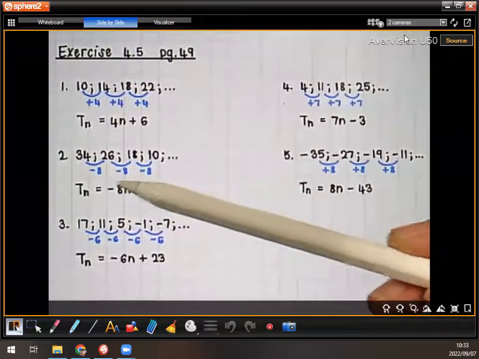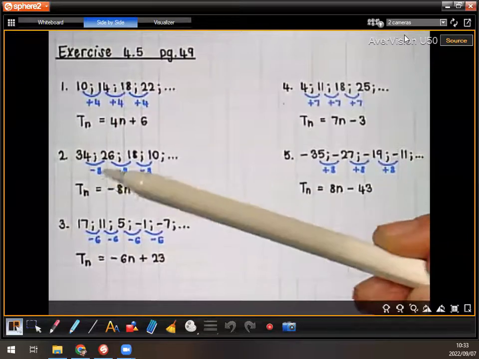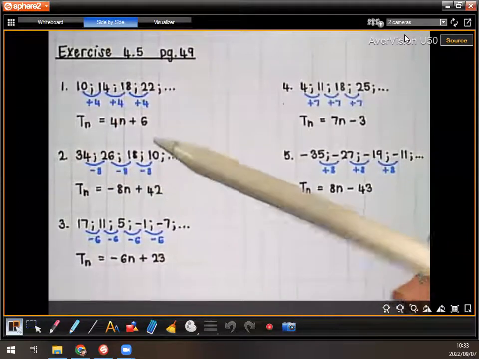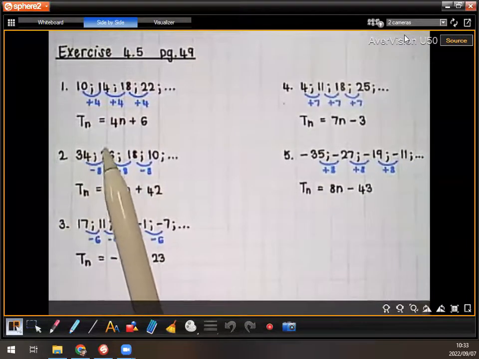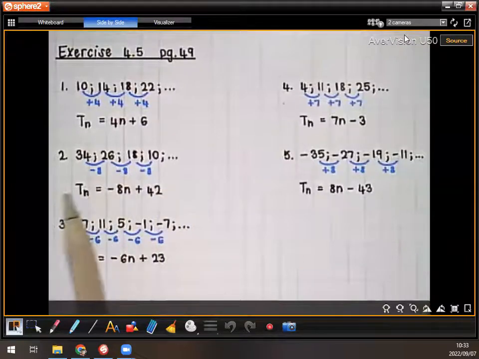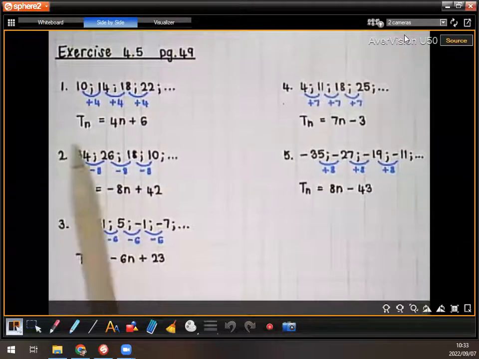For the next one, sorry, those 8s are written quite small, but that's a negative 8 for all of them. So you're going to say negative 8n. And then, guys, what would you add to negative 8 to get to 34? 42, right?